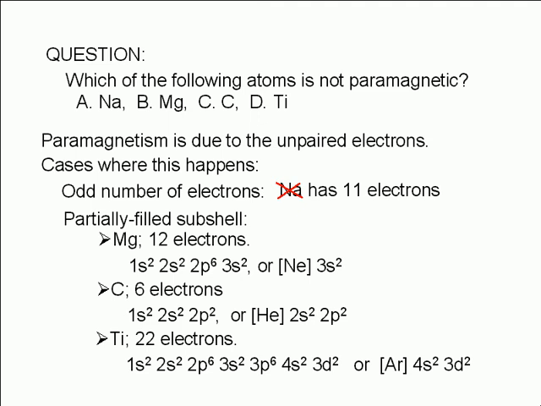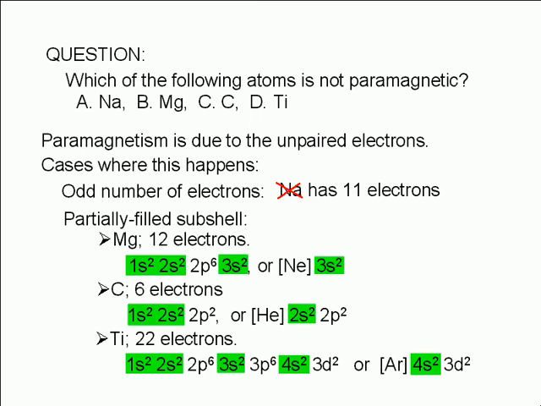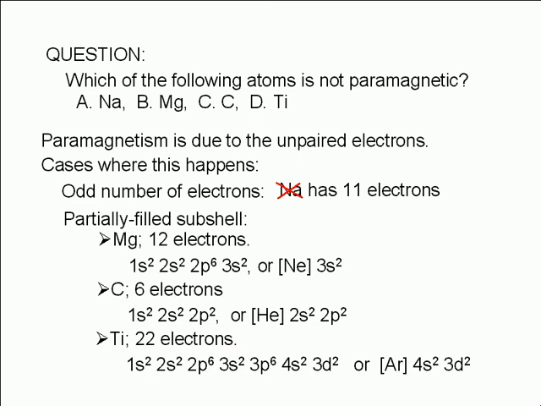Recall that an s subshell is completely filled by 2 electrons. The s subshells highlighted here are completely filled. Now a p subshell is completely filled with 6 electrons. Therefore, these are completely filled. But this one is not. A d subshell is completely filled with 10 electrons. Therefore, the 3d subshell in titanium is not completely filled.